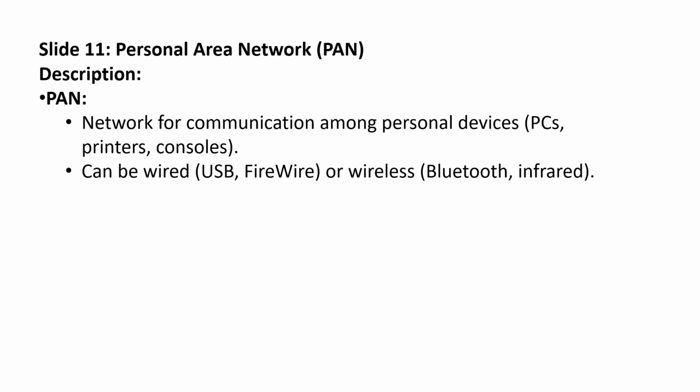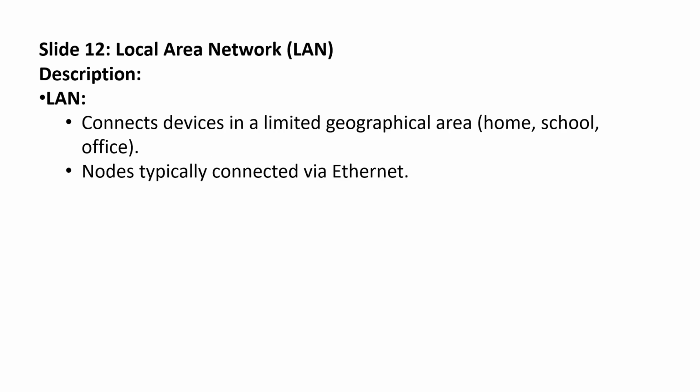Personal Area Network, or PAN. A PAN is a network for communication among personal devices, for example, PCs, printers, consoles. A PAN can be wired or wireless. Wired includes USB, FireWire. Wireless includes Bluetooth and infrared. Local Area Network, LAN. A LAN connects devices in a limited geographical area. Nodes are typically connected via Ethernet.